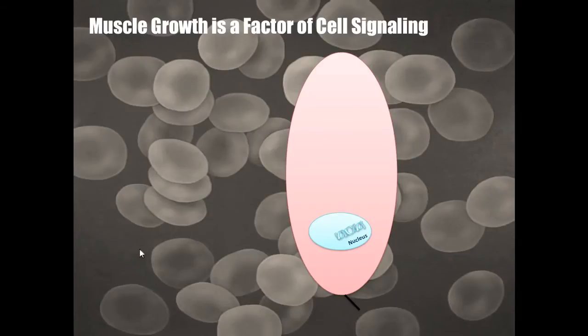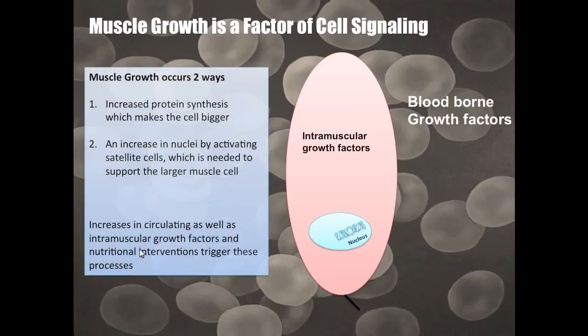So now muscle growth is a factor of cell signaling. If you look here, we have the nucleus, which essentially controls the transcription. Blood-borne growth factors and intramuscular growth factors will ultimately help transcribe new proteins to grow. So again, muscle growth can occur by increasing protein synthesis, which makes the cell bigger. An increase in nuclei by activating satellite cells is also needed to support a larger muscle. Increases in circulating and primarily actually intramuscular growth factors, as well as nutritional interventions, ultimately trigger these processes.